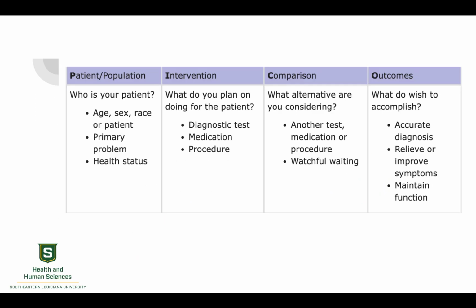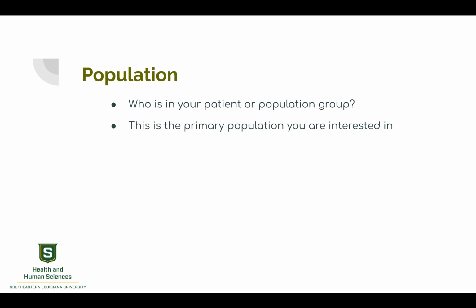So let's go back again to defining PICO. Remember, we said PICO: who is your patient, what you plan to do on the patient, your comparison, what is the alternative you're considering, what do you accomplish. So these are the different definitions that have been used in trying to explain what PICO is. Now I want to drill into it a little bit to expand on that. So the population: who is your patient or who is your population group? What you are asking is, what is the primary population that I am interested in?